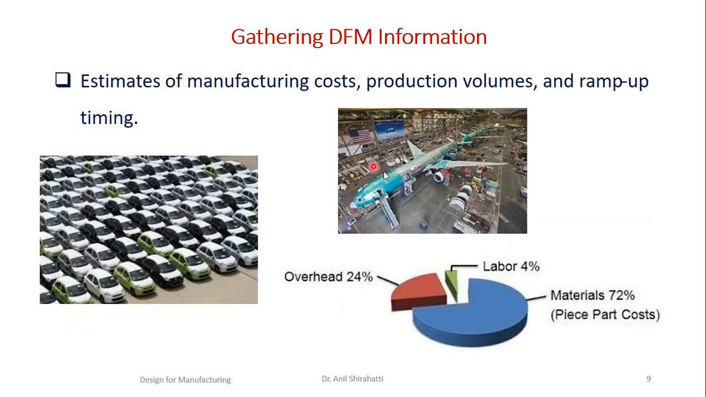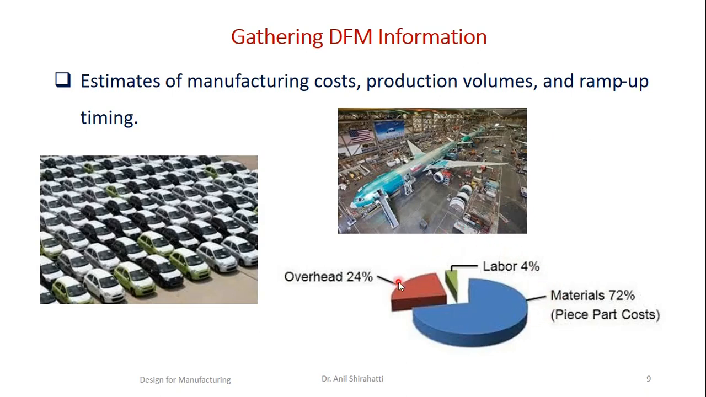Next is to estimate the manufacturing cost, production volumes and ramp up timing. They all are very important. For example, if I have to reduce the manufacturing cost in a car, it is mass production, so I can reduce it very easily. But similarly, if there is aeroplane manufacturing, it will be a batch, or in some cases job production, so the cost of even one specimen will be high.